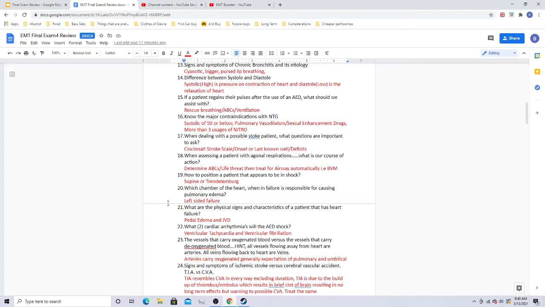Pulmonary vasodilators, sexual enhancement drugs like Viagra actually started in the hope of becoming pulmonary vasodilators. So just because the patient is not a male, they could be taking a sexually enhancing drug for the express purpose of a pulmonary vasodilator. And that's where you can see geriatric females taking them to help with their pulmonary vasodilation.